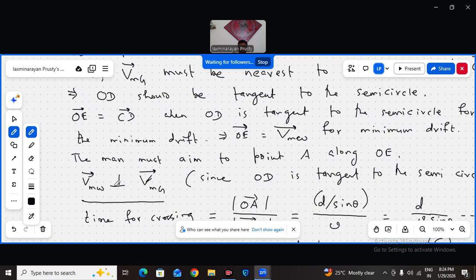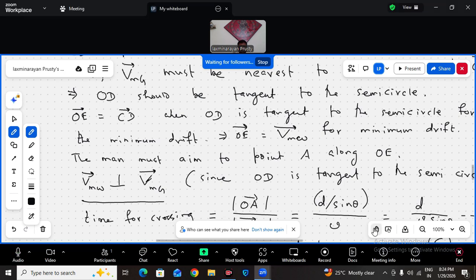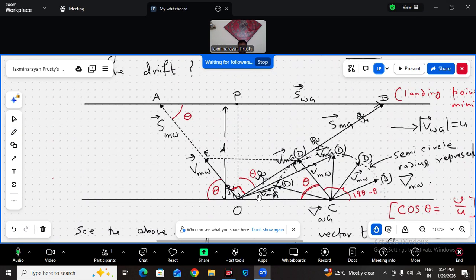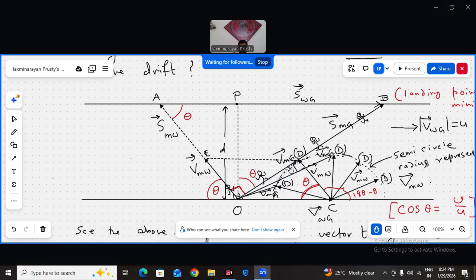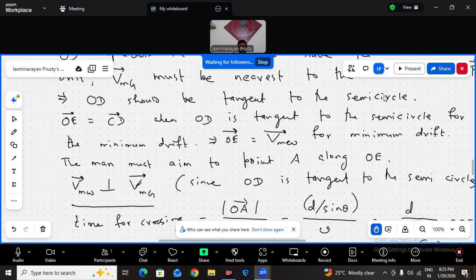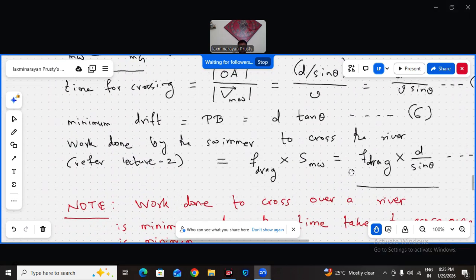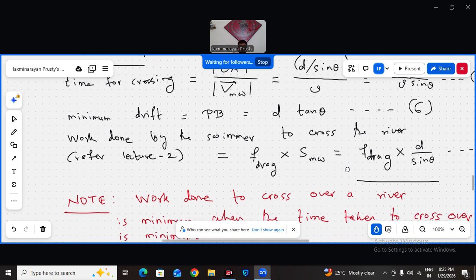When it is the minimum drift, what is perpendicular to what? See the diagram, for minimum drift, VMW and VMG will be mutually perpendicular. You see, the tangent is perpendicular to the radius. So VMW and VMG are perpendicular. The swimming velocity and the velocity with respect to ground will be mutually perpendicular.